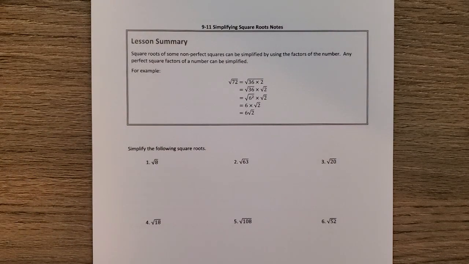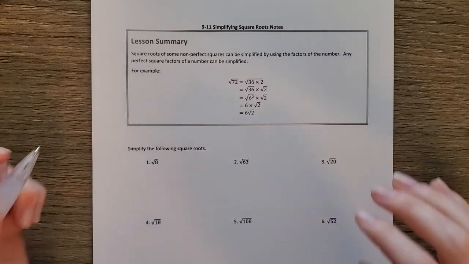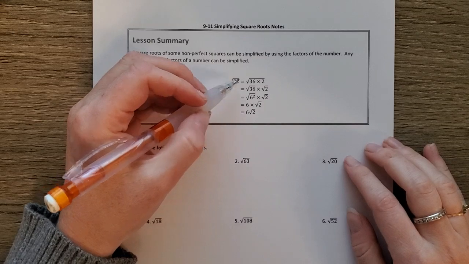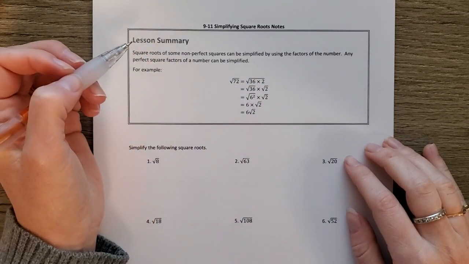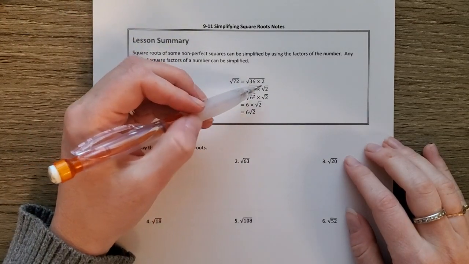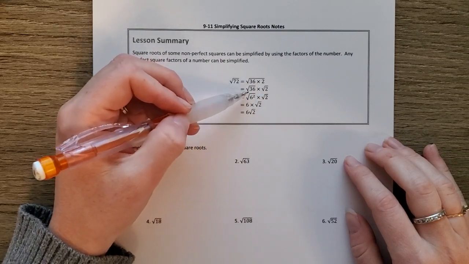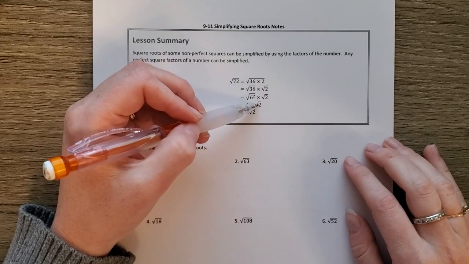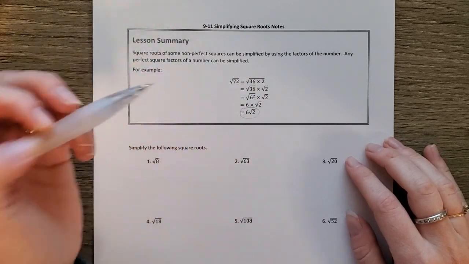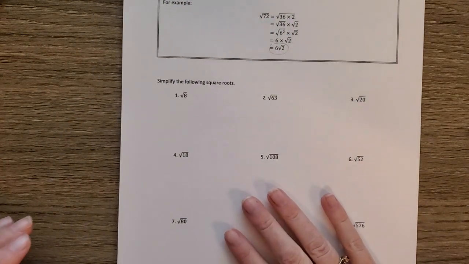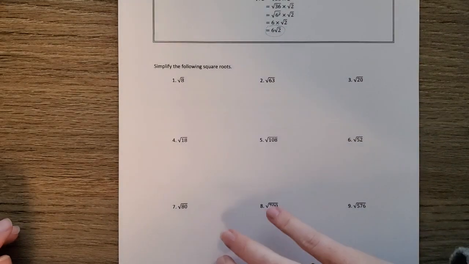So the square roots of non-perfect squares can be simplified using the factors. For example, the square root of 72 is the square root of 36 times the square root of 2. The square root of 36 can be broken apart, 36 times 2. The square root of 36 is 6. The square root of 2 does not simplify, so we have 6 root 2. So we're going to do these examples together to remind you, and then you'll have some to practice on your own.